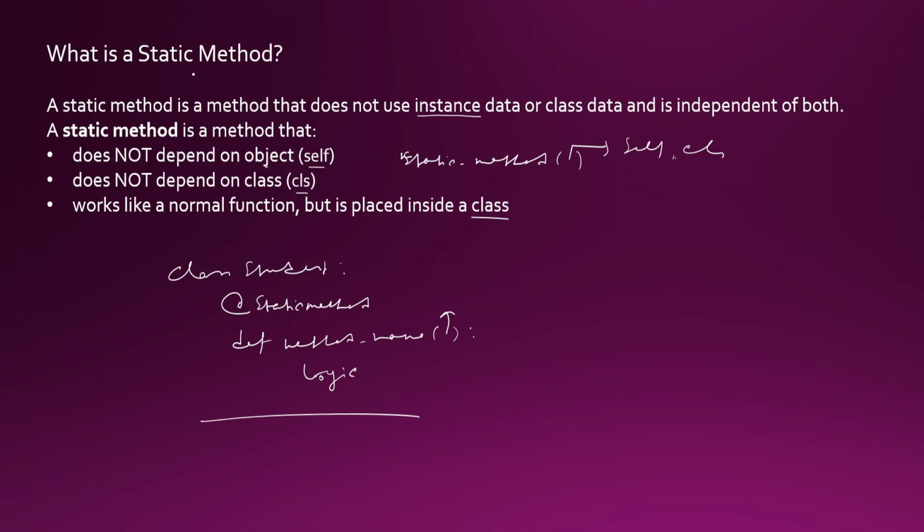Why do we need to use static method? See, sometimes based on our project, we need to write a method that has to be inside my class. But this method doesn't require any data from object or class. So basically when my method does not require any data from its object or from a class, but it has to be inside my class, then we create our static method.